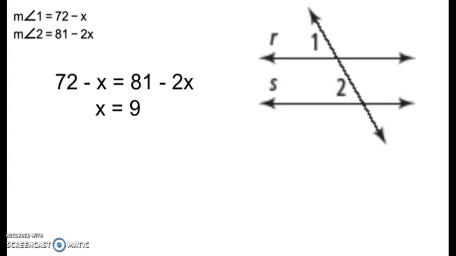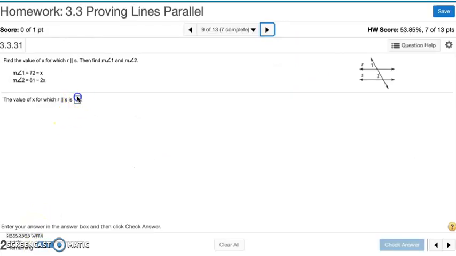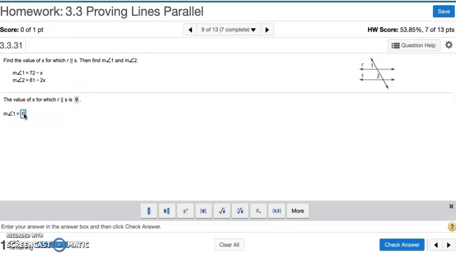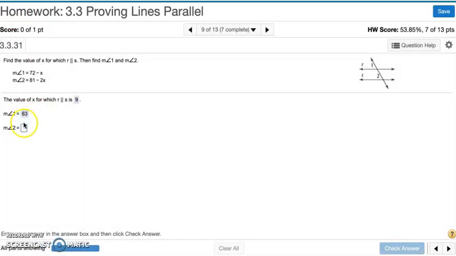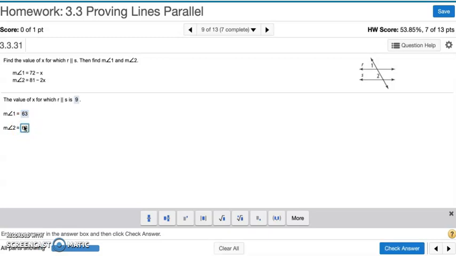So now we need to find both of the angles. Since they're both the same, we only have to substitute it in for one of them. Substituting it in for 72 minus x, we have 72 minus 9, equaling 63. And since both of them have the same measure, it's going to be 63 for their angle measures. So let's type it in. So x is 9, and the measure of angle 1 is 63. And so is the measure of angle 2.